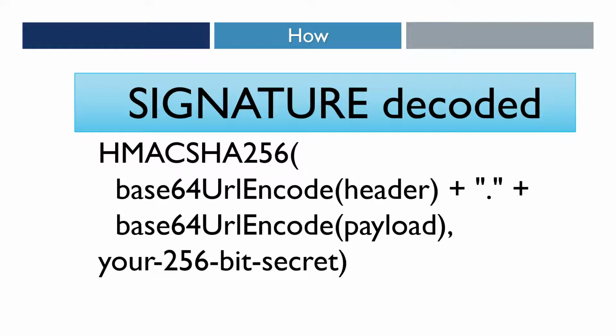Putting it all together, the output is three Base64 strings separated by dots that can be passed in HTML and HTTP environments. Base64 is an encoding and decoding method used to convert binary data to an American Standard Code for Information Interchange (ASCII) text format, and vice versa.